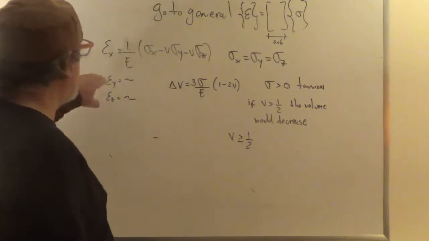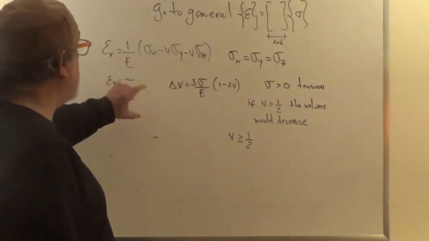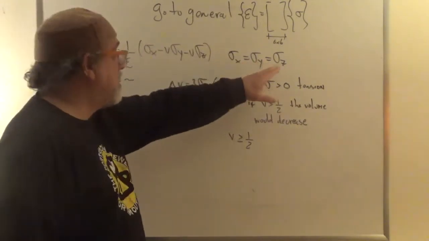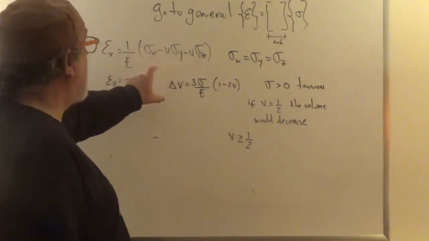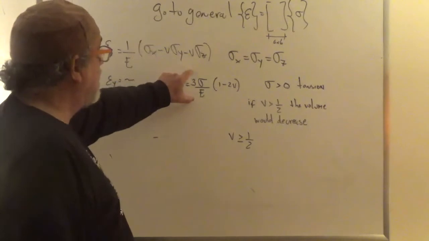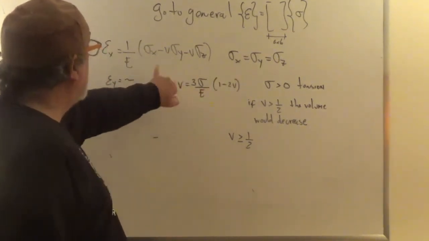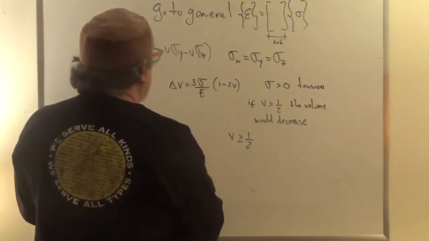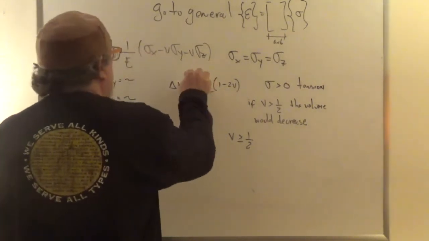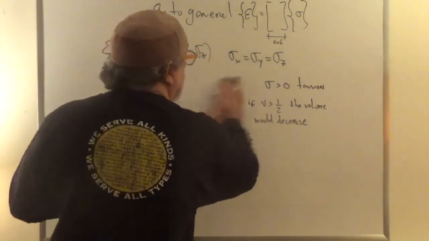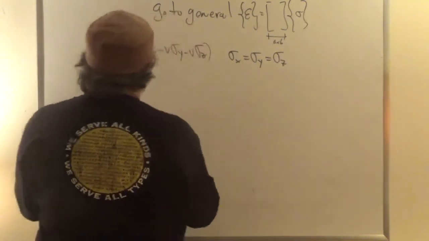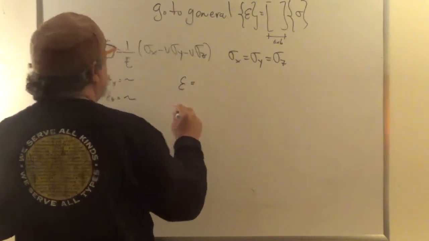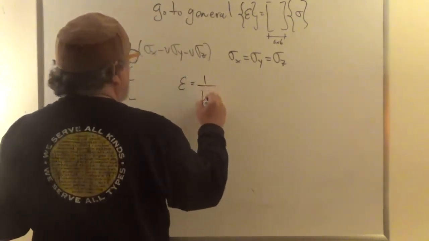EY is similar and EZ is similar. And if we take the particular case where the stresses are equal, then we would find that the change in the volume has this expression, right? Because this part here, I erased one, so let me just go like this and put it again. By taking this equal to that, we would find that the strain is equal to 1 over E.